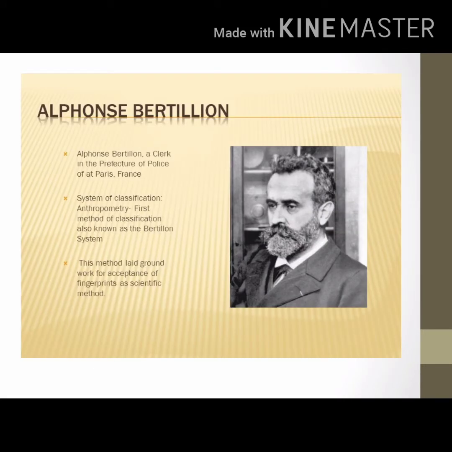Alphonse Bertillon was a clerk in the Prefecture of Police of Paris, France. Anthropometry was the first method of classification, also known as the Bertillon system. This method laid the groundwork for the acceptance of fingerprinting as a scientific method.